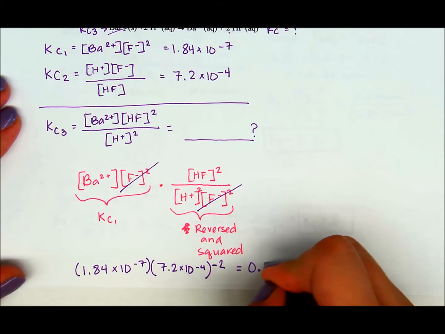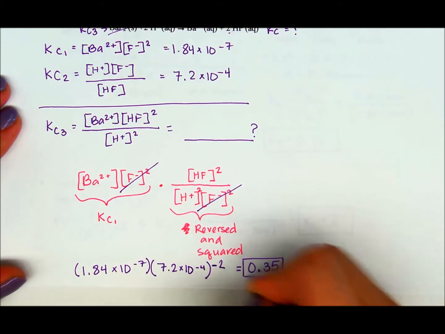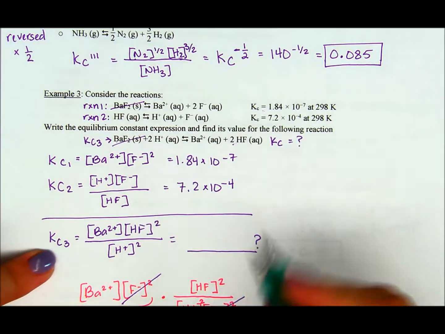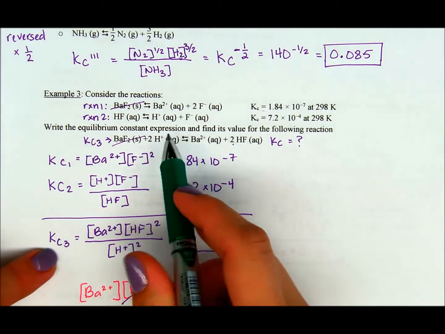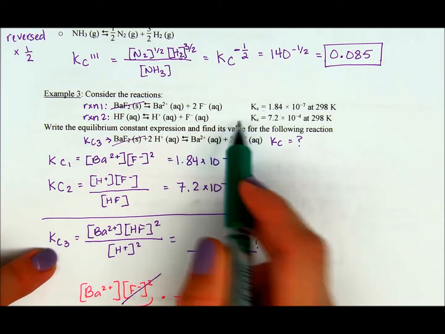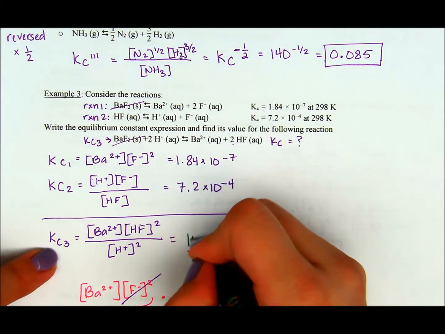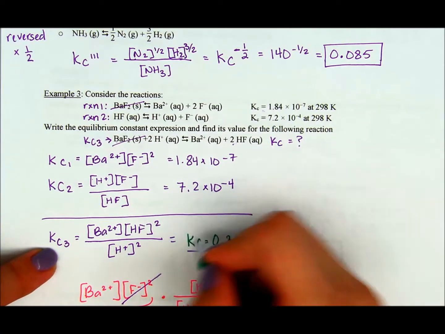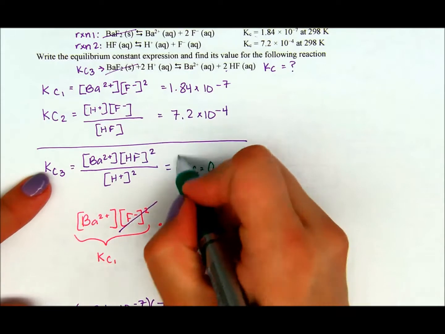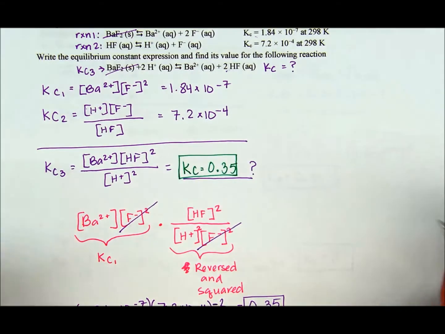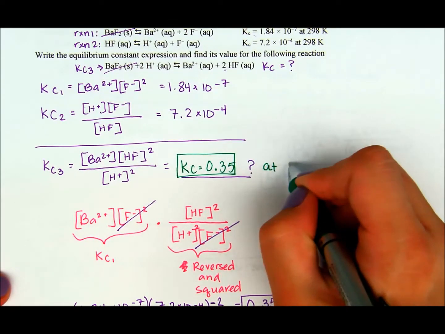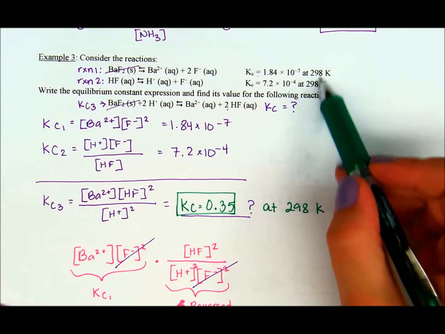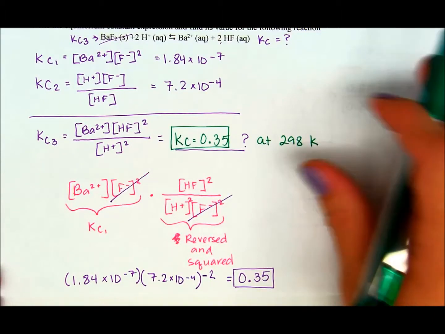Okay, hopefully you plugged that in and you got 0.35. So that would be your final answer. So you have this new reaction here, and you figured out its Kc from manipulating the Ks of the other reactions that are related to it. So my Kc equals 0.35, and that would be your answer for this problem. And of course that would be at 298 Kelvin, because that's the temperature that your original Ks were.